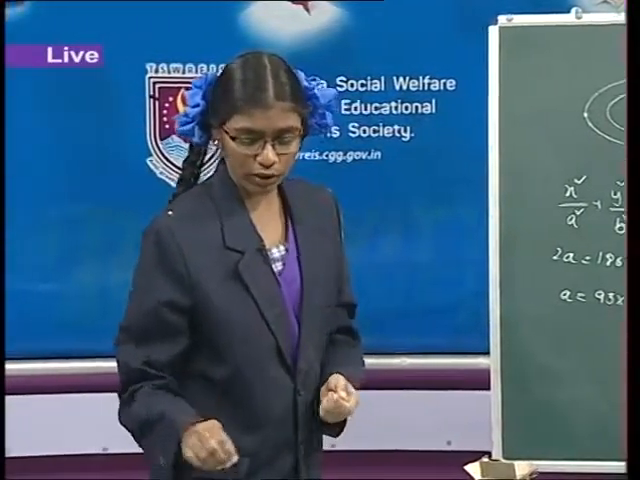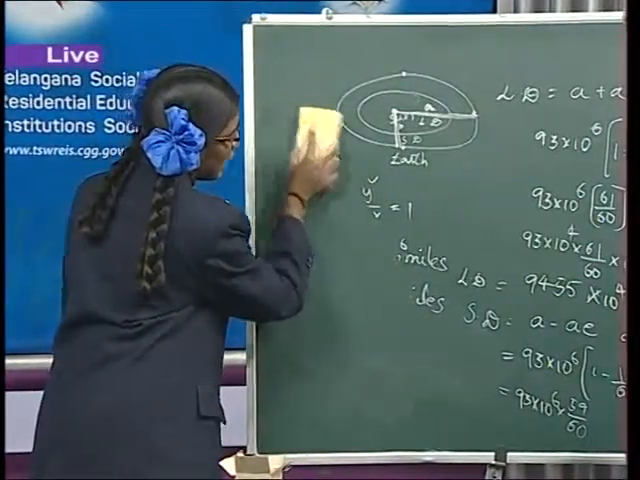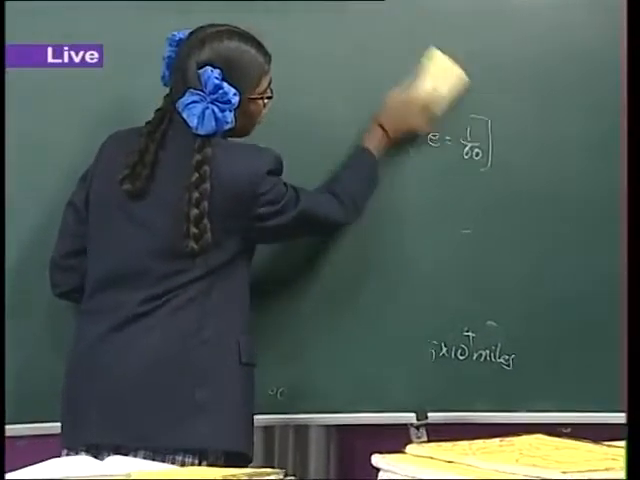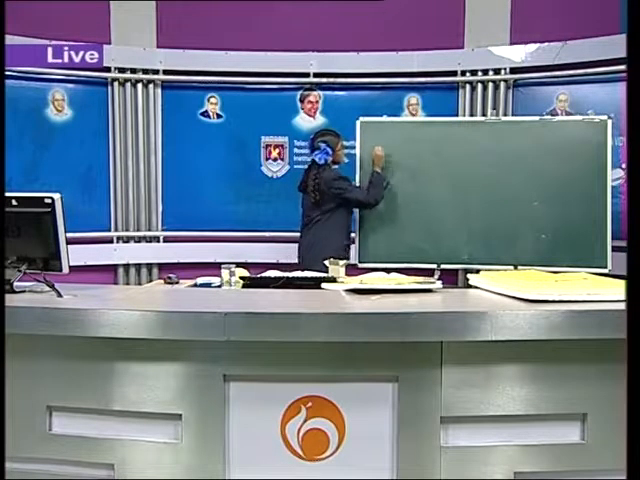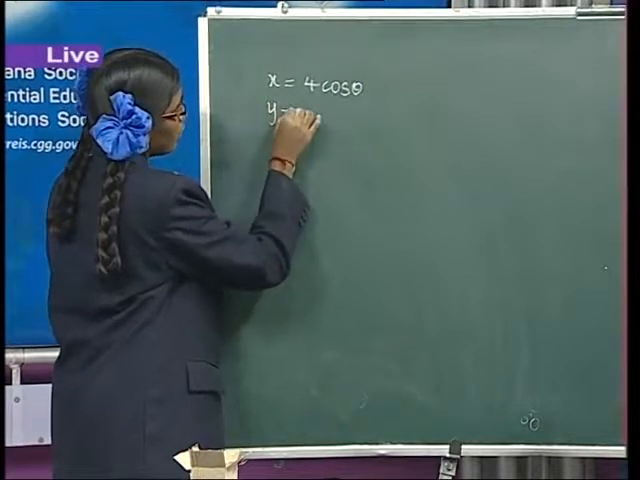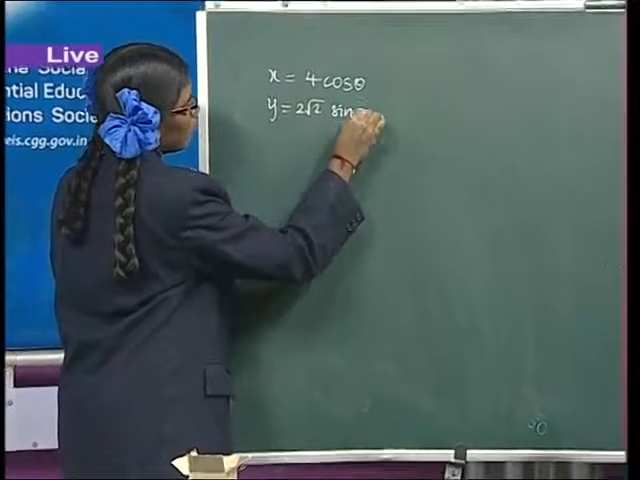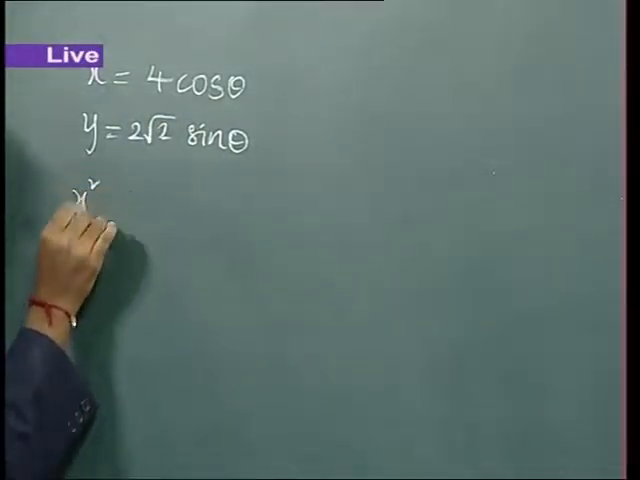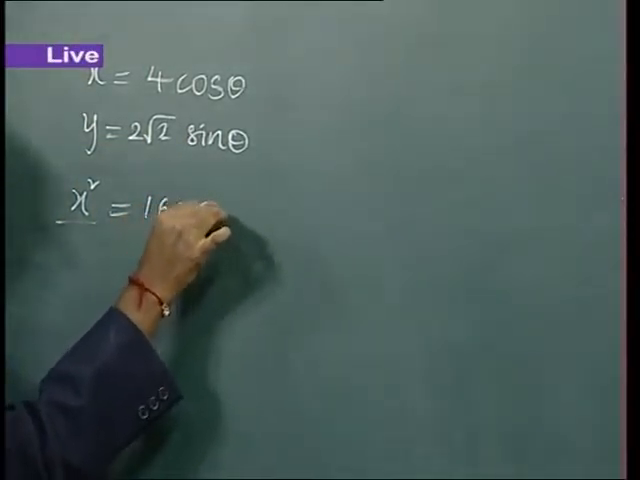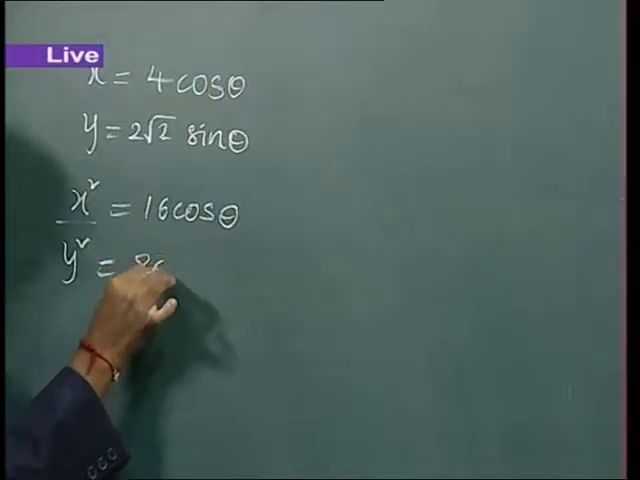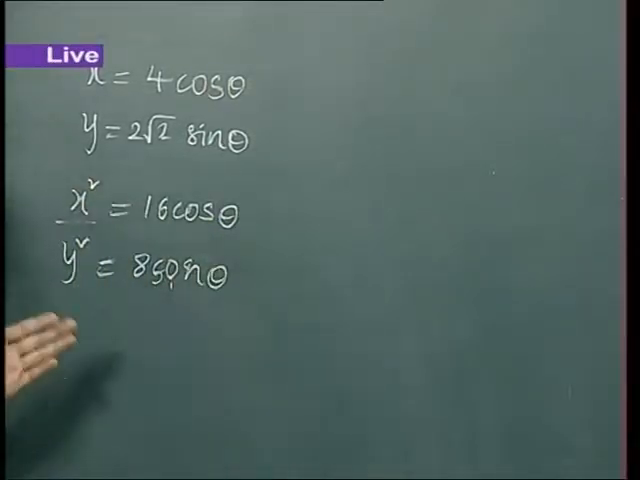Okay, friends? Okay, we are taking another example for an ellipse by taking some parametric equations. Okay, friends, we are solving a problem according to the ellipse standard form. Okay, we are taking x equals 4 cos theta, y equals 2√2 sin theta. We have taken these examples. Okay, friends, here we are squaring on both sides. Then x square is equal to 16 cos square theta, and y square is equal to what? 2√2 squared means 8 sin square theta. Okay, 8 sin square theta we get.